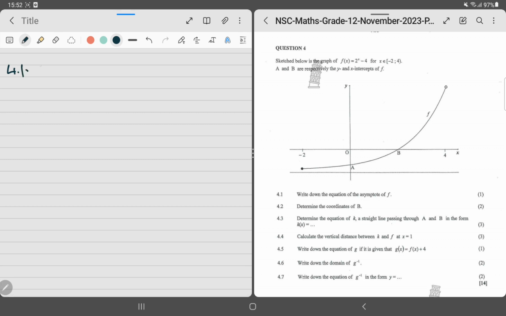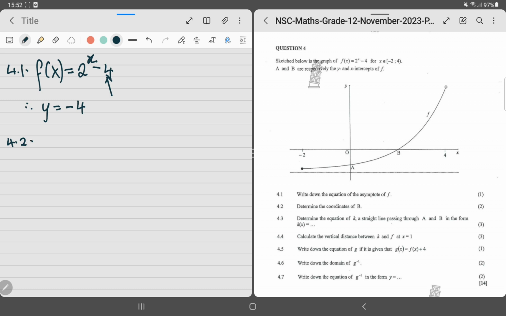4.1. So f of x is given by 2 to the exponent of x minus 4. This right here gives you the equation of the asymptote. Therefore, y should be equal to -4.